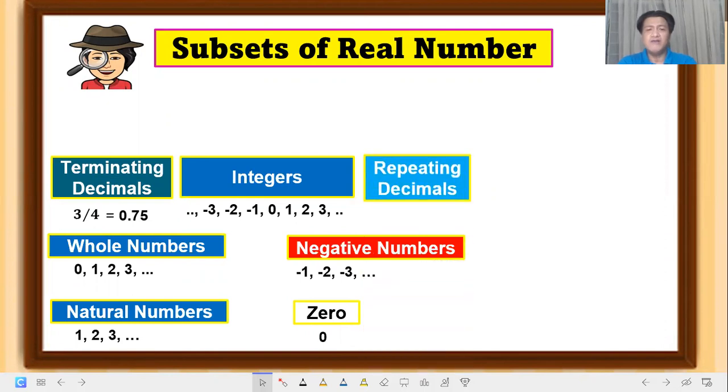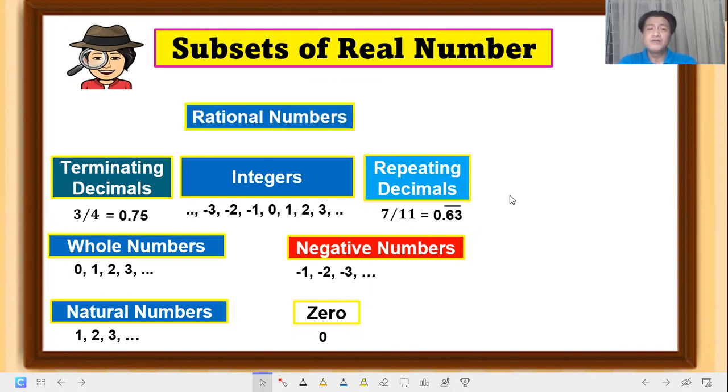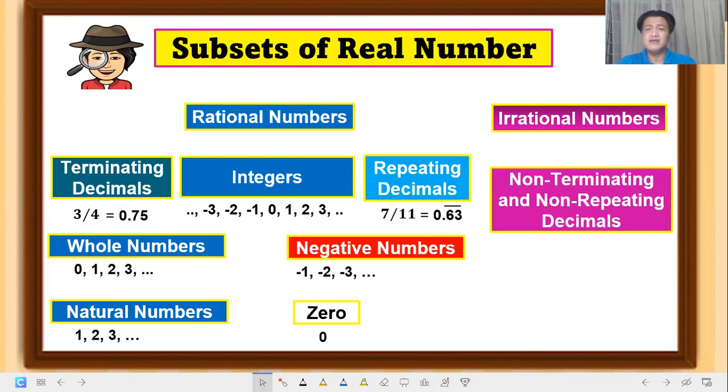Okay, and we also have the repeating decimal. Let's have an example, the fraction 7/11, that is equal to 0.63. Okay, remember this vinculum indicates that this decimal 63 is repeating. Okay, and they are rational numbers. Lahat po ng kanyang nasasakupan ay rational numbers. And on the other hand, we have the irrational numbers. This is simply non-terminating and non-repeating decimal.